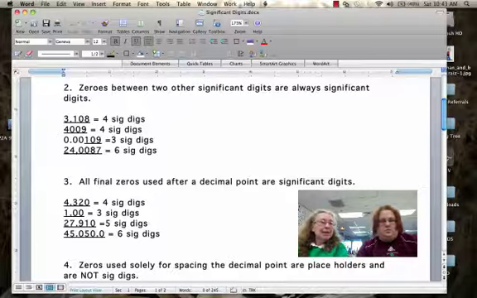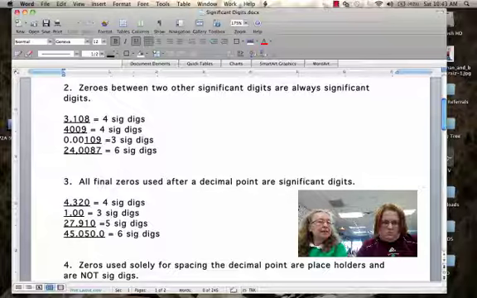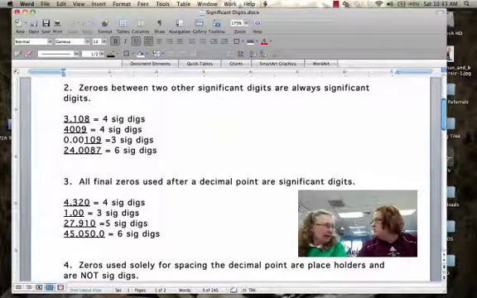Okay. And then if we have 0.00109, the 109 are significant because the 0 is between the 1 and the 9.